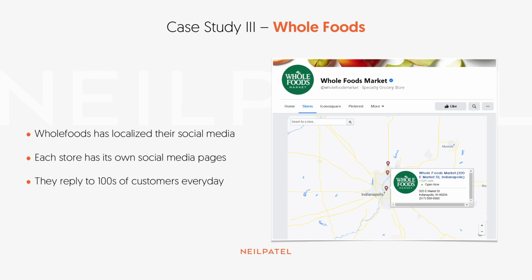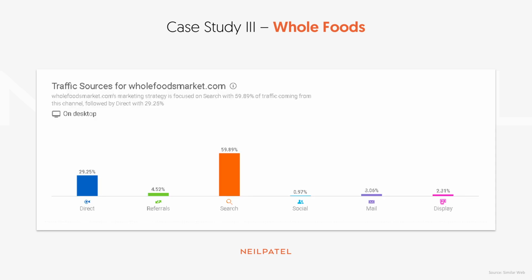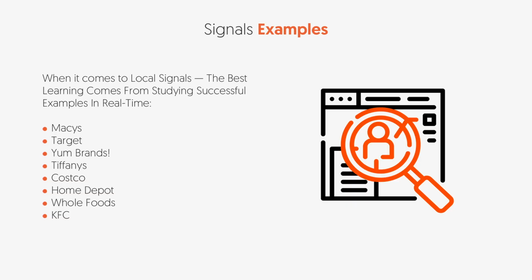Then there's Whole Foods. Whole Foods has localized their social media. Each store has its own social media pages, and they reply to hundreds and hundreds of customers every single day. They even have call now buttons, and this has caused people to engage with Whole Foods, and that's also caused them to get social traffic, search traffic, and even direct traffic. So as I mentioned, there's a lot of examples from Yum Brands to Target to Home Depot. The list goes on and on.